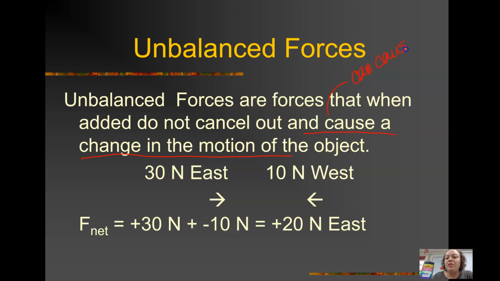So if it's unbalanced, it can cause an acceleration. Balanced does not cause an acceleration. If it's balanced, there's no change in motion. So unbalanced can cause, balanced does not. So let's say you've got 30 newtons east and you've got that same 10 newtons west. What's the net force? 20 newtons east.